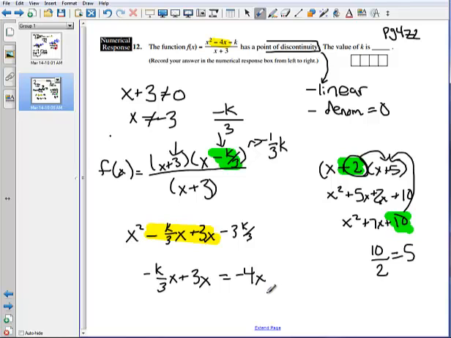Okay, so I want to simplify this equation. The first thing I notice is that every number here has an x value on it. So it's very easy to divide every term in the equation by x. Wonderful, I got rid of that. So negative k over 3 plus 3 equals negative 4.